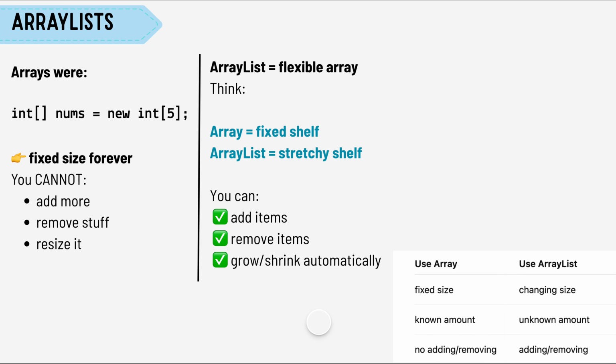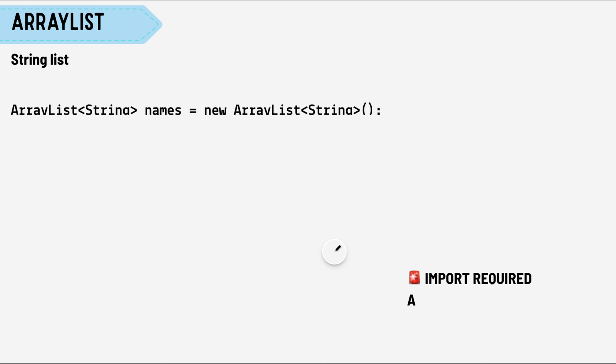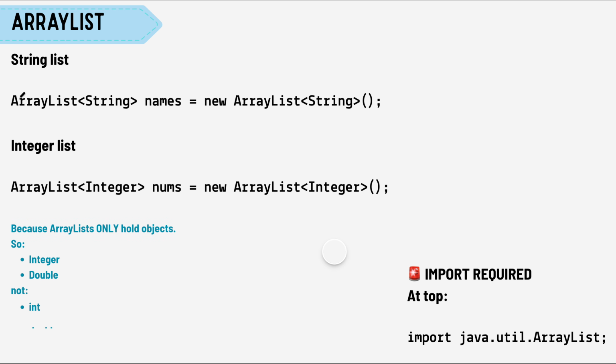Next are ArrayLists, and ArrayLists actually change. They're considered a stretchy version of an array. So you can add items, remove items, grow and shrink, and things like that. An ArrayList is declared using this, so make sure you know that. ArrayList of String or whatever type it is, Integer, Double, any object type, so no primitive data types. And before you do that, make sure you have import java.util.ArrayList.